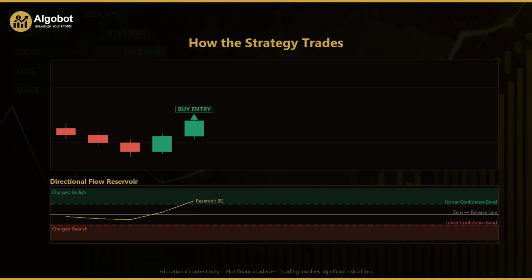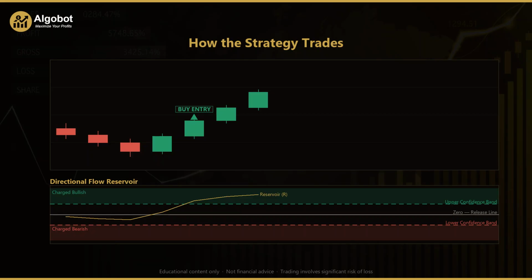Then the character of the market changes. A candle closes firmly higher, and the next one extends the move. Each strong close feeds fresh positive flow into the reservoir, and you can see the reservoir line climbing quickly in the panel. On the buy entry candle, the reservoir pushes clearly above the upper confidence band, and it is still rising compared with the previous reading. Both conditions are met at once, charged bullish and building. That is where the buy entry marker appears on the chart.